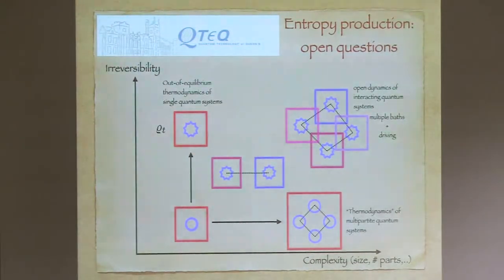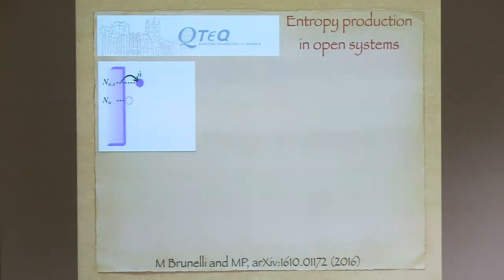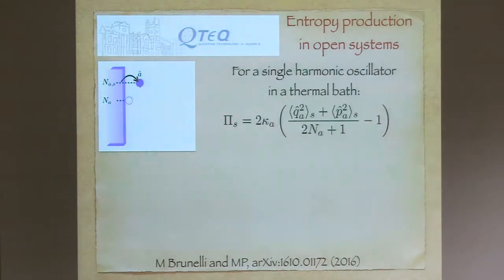Two harmonic oscillators open to independent reservoirs. Weak coupling, and let's see what happens when I apply this formalism, okay? So I have two harmonic oscillators in contact, each in contact with its own reservoir. They are coupled very weakly to each other. And let's see what is the result of my formalism for entropy production.